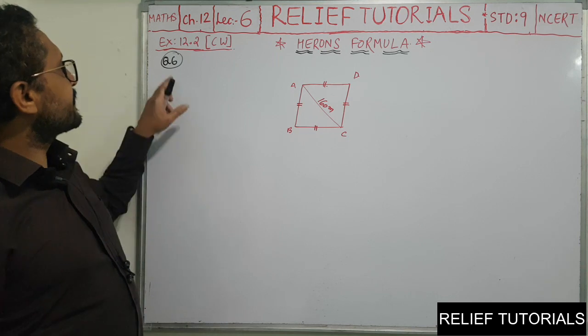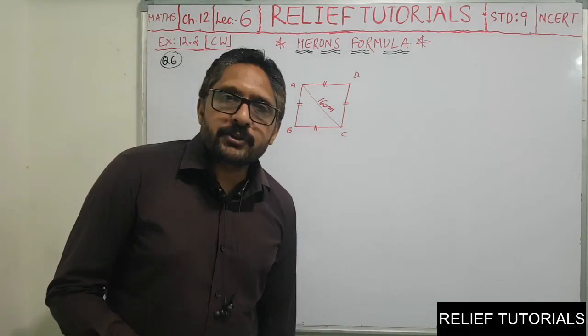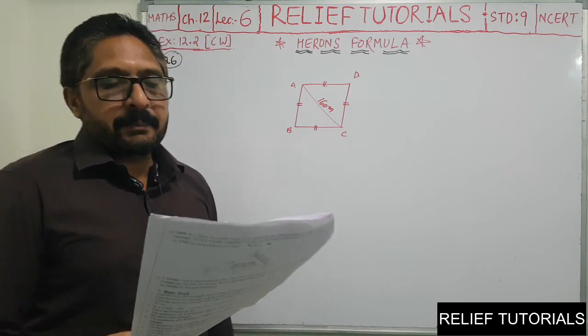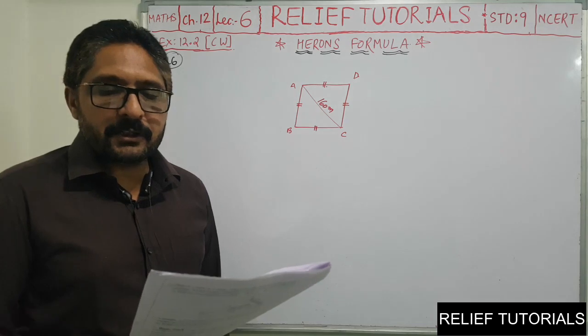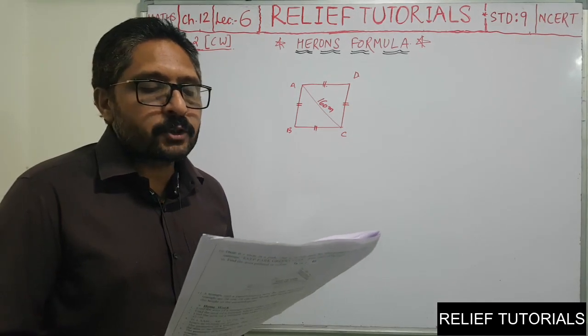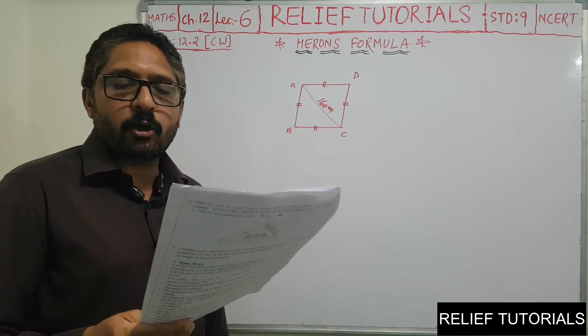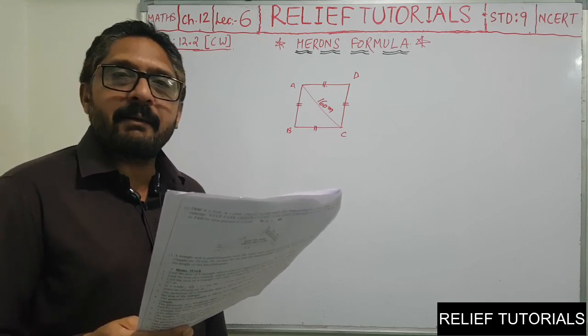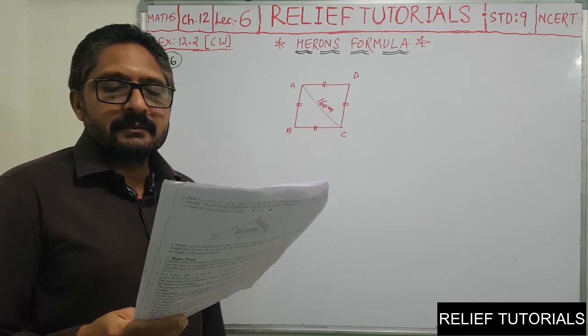Today we are going to discuss the sixth problem of exercise 12.2. I will read the question. Sanya has a piece of land which is in the shape of a rhombus. She wants her one daughter and one son to work on the land and produce different crops to suffice the need of their family. She divided the land into two equal parts.